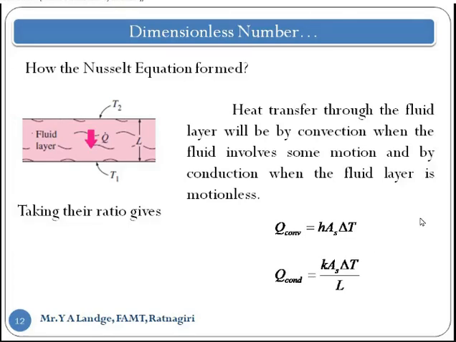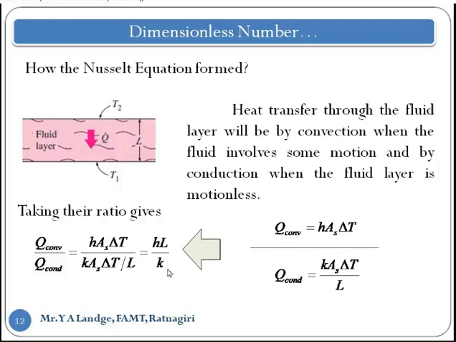So by dividing Q convection by Q conduction, using these two equations that we know very well, we get hL by k. A is common and gets cancelled, ΔT is cancelled, and the remaining equation is hL by k, where h is the heat transfer coefficient, L is the characteristic length, and k is the conductivity of the fluid. Okay, so in this way the Nusselt number is formed.